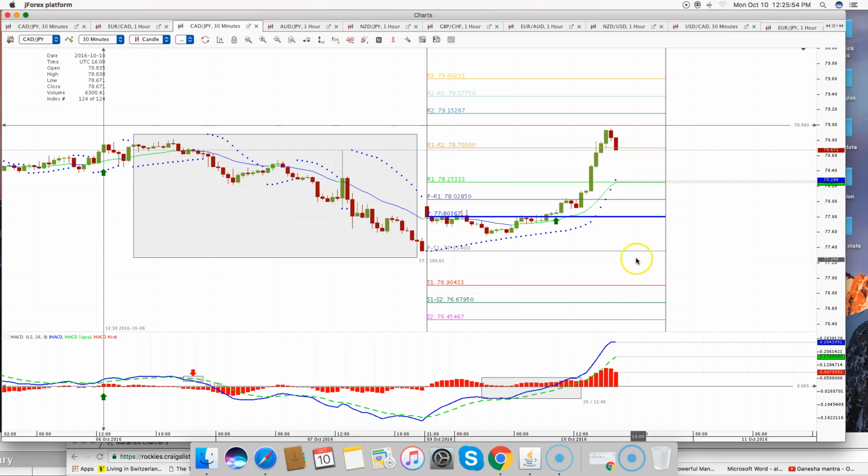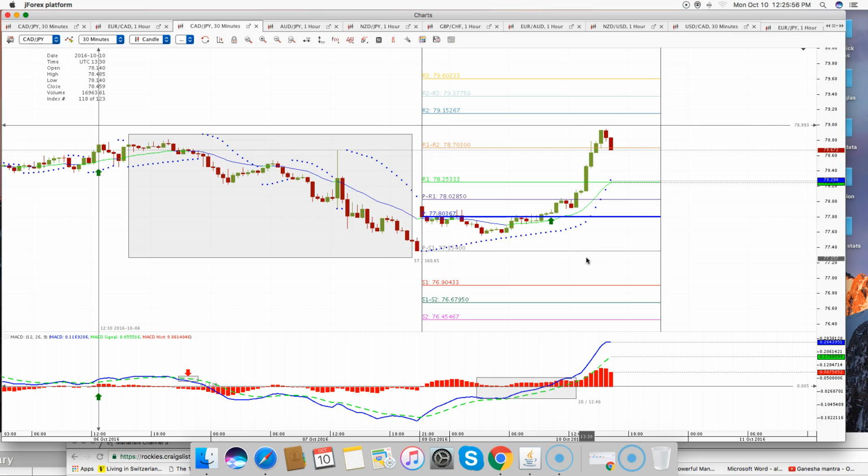Okay, so just make sure that you have several reasons to take a trade. And in this case, price is above the central pivot point, which indicates the market most likely will rally. If it's below the central pivot point, most likely it will sell off.